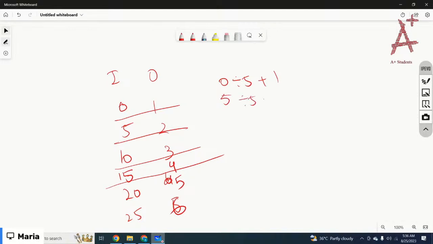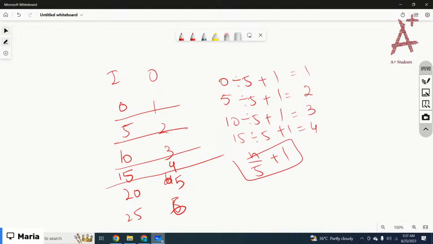5 divided by 5 plus 1. Yes. 10 divided by 5 plus 1. 15 divided by 5 plus 1. And you can see all the answers are correct. 0 by 5 is 0, 0 plus 1 is 1. 5 by 5 is 1, 1 plus 1 is 2. 10 by 5 is 2, 2 plus 1 is 3. 15 by 5 is 3 and 3 plus 1 is 4. Yes, it is. Okay, that means it is n divided by 5 plus 1, right?